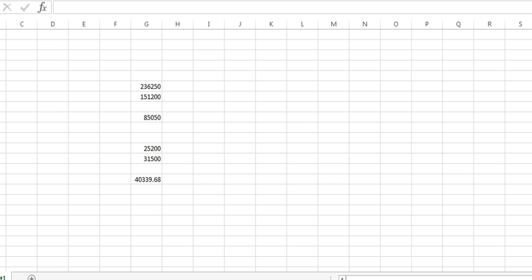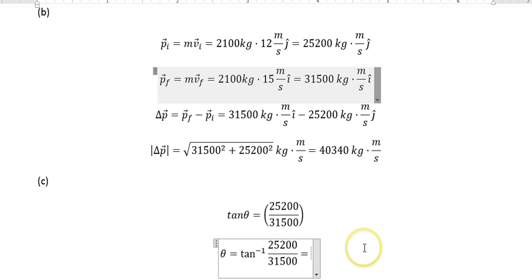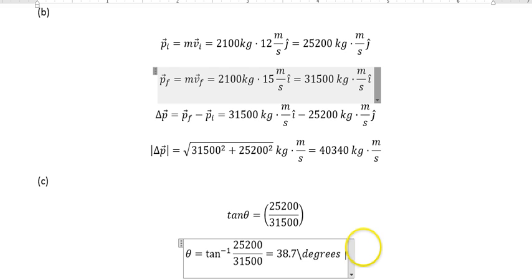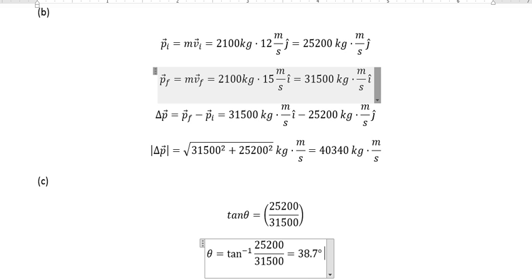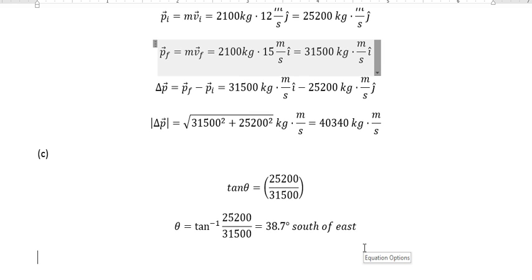Okay. So in Excel, atan of 252 divided by 315 is going to give me an answer in radians. So I need to take degrees of that answer. So 38.7 degrees, right? And the direction is going to be south of east, right? 38.7 degrees south of east. All right, that's it for problem 2.